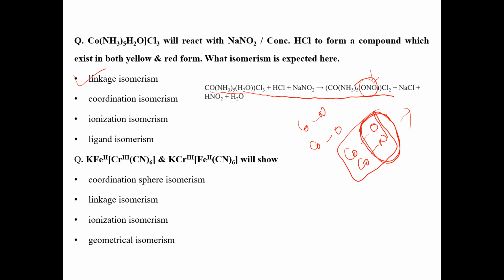And what about this one? You can see here Fe2+ is outside the coordination sphere. In this one it is inside, so it is exhibiting coordination sphere isomerism.